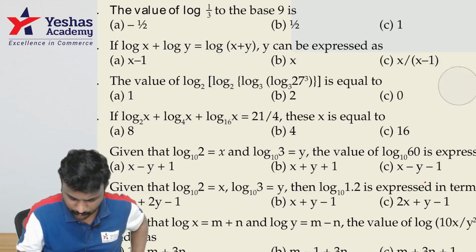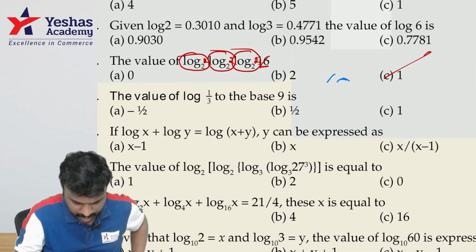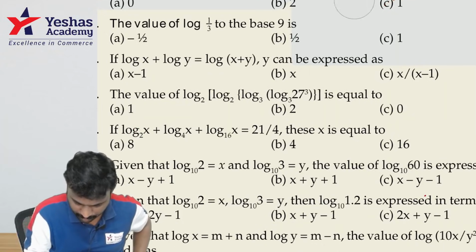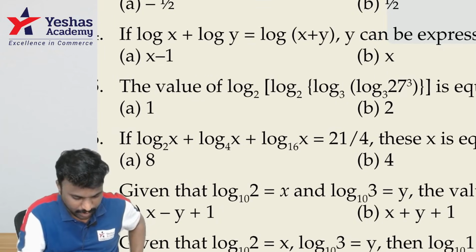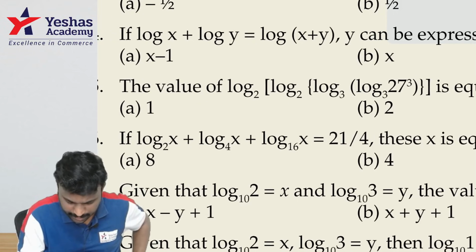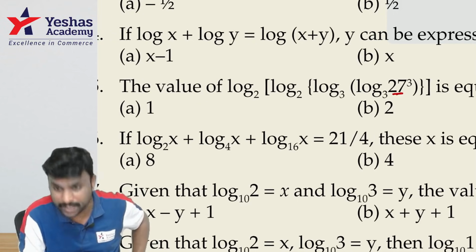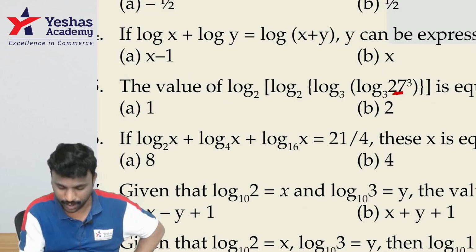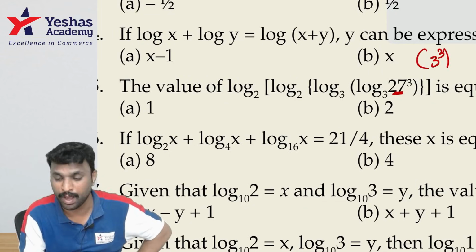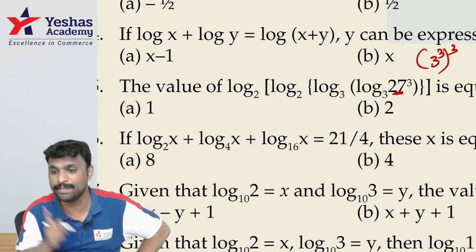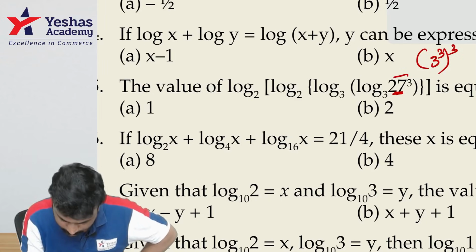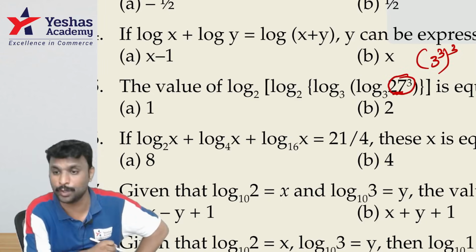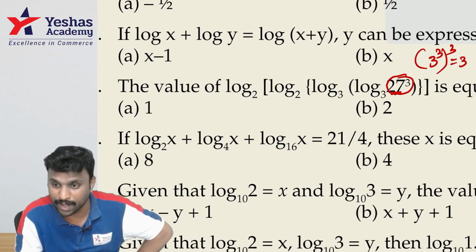Moving on to the next question, question number 15. It's similar to question number 12, isn't it? Let's see how you handle it. Yes, first of all, the number within the inner log must be in the form of a prime number. Is 27 a prime number? No. 27 can be written as 3 cube. Power what? 3. So it becomes 3 power 9. So this 27 cube is actually 3 power 9.